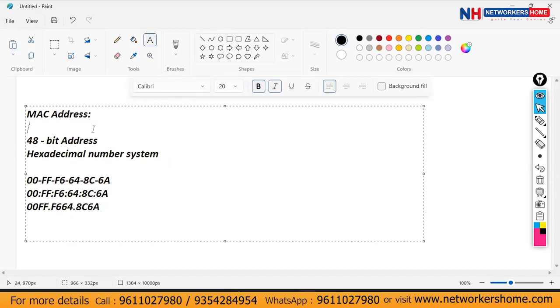And it is a physical address. MAC address is a physical address, 48-bit address, and it uses the hexadecimal number system. Hexadecimal number system means again 0 to 9 and A to F. Is it clear? Online people, any doubt in this part? So MAC addresses are not yet exhausted. Between 48 bits, they are able to arrange all kinds of devices.